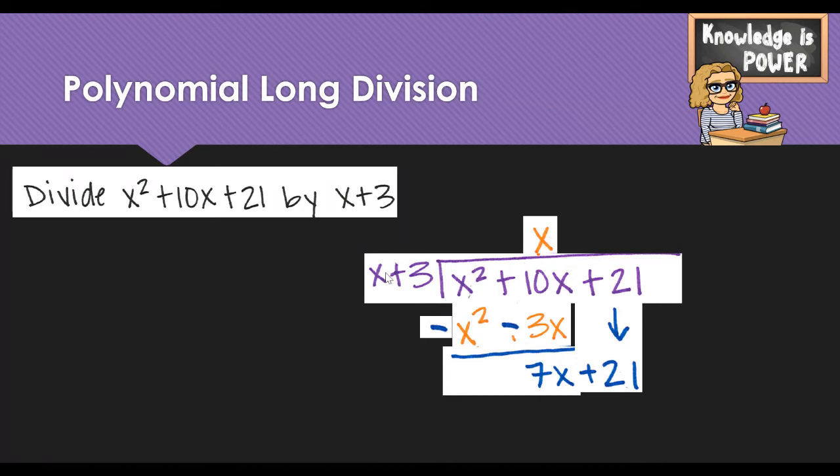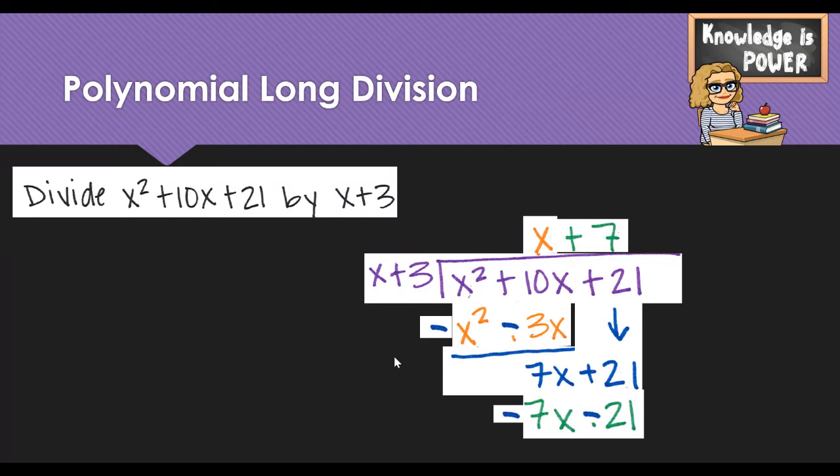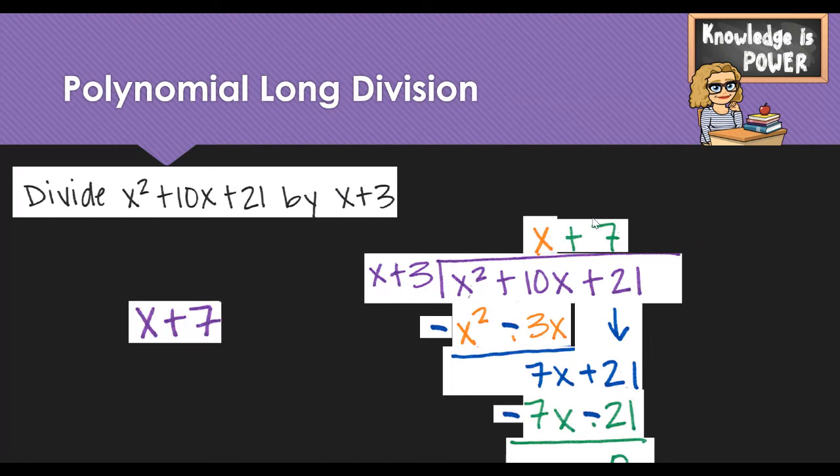Okay, so then same step we started with. What does x need to be 7x? What do we multiply x by to make it a 7x? A 7. And then we multiply again. 7 times x, 7 times 3 is 7x plus 21. Subtract, and we get a remainder of a 0. So my answer is x plus 7.